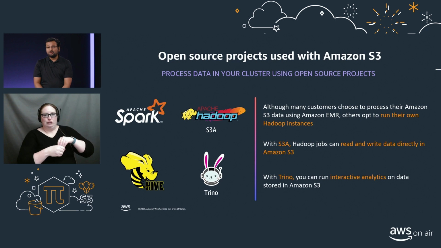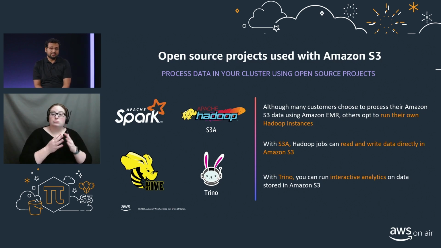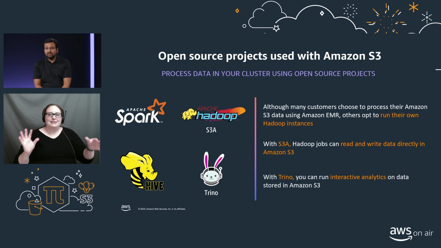Although many customers choose to run their open source analytic engines like Apache Spark and Hive using Amazon EMR, some customers opt to run their own Hadoop instances. In these cases, they benefit from the open source S3A client that provides high-performance I/O with Amazon S3. With S3A, Apache Hadoop jobs can read and write data directly in Amazon S3. The S3A client uses Amazon's open source Java SDK with support for the latest S3 features and authentication schemes.